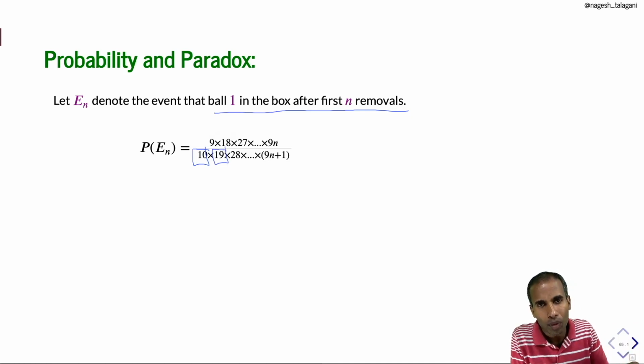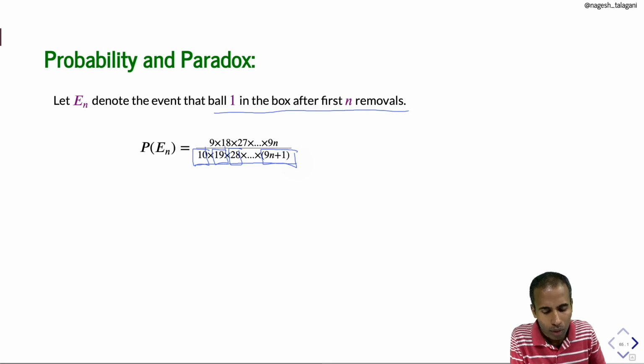In the third removal, there will be 28 balls. We can remove any one of them, so 28 ways. And so on, in the nth removal, there will be 9n plus 1 balls. We can remove any one of them, so it can be done in 9n plus 1 ways. So the number of ways these n removals can be done is 10 into 19 into 28 into so on, up to 9n plus 1.